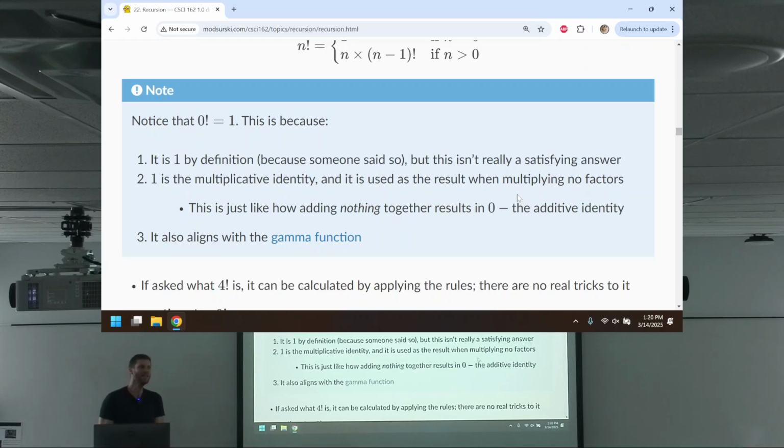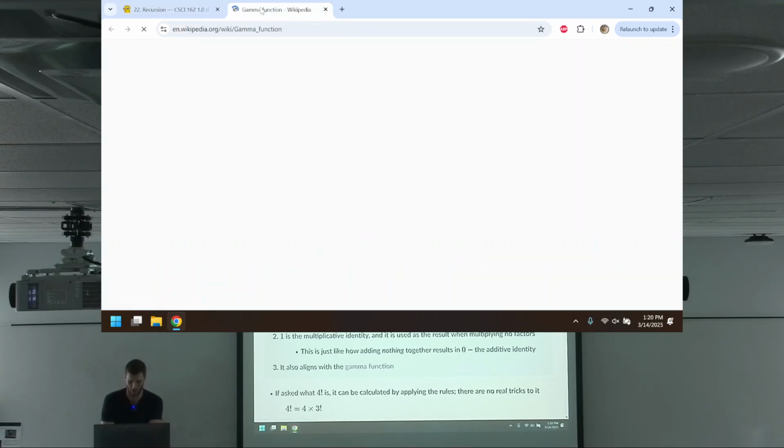But also, 1 is the multiplicative identity. 0 is the additive identity. Basically what I mean is if I say 5 plus 0, you leave the thing alone, right? It's like an identity value. It makes no change when you apply an operator. For multiplication, the identity is not 0, it's 1. 5 times 0 destroys it. That's an annihilator. 5 times 1 leaves it alone. So that's also a big why. And also, it aligns with the gamma function, which is a generalization for real numbers.